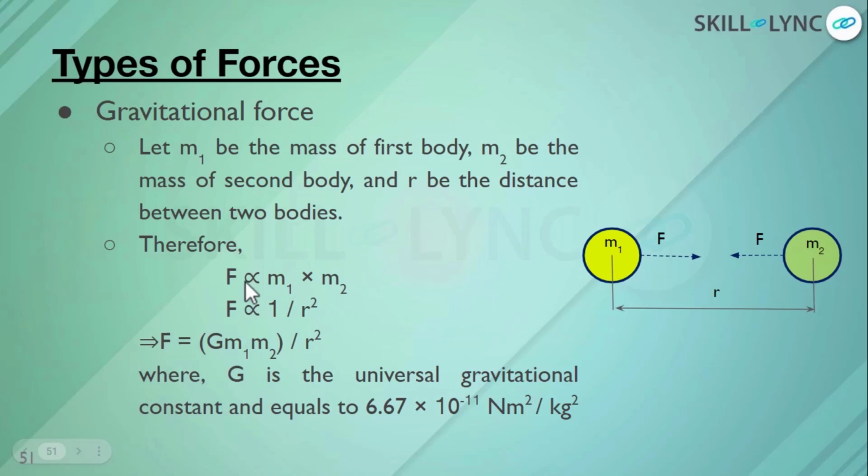Therefore, combining both equations, force can be written as F equals G into m1 into m2 divided by r square, where G is the proportionality constant and can be called the universal gravitational constant as well. And the value of G is equal to 6.67 into 10 power minus 11 Newton meter square per kg square.